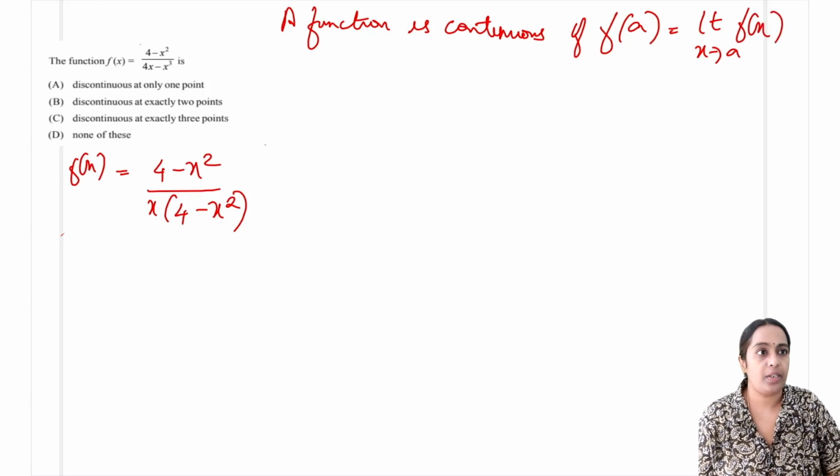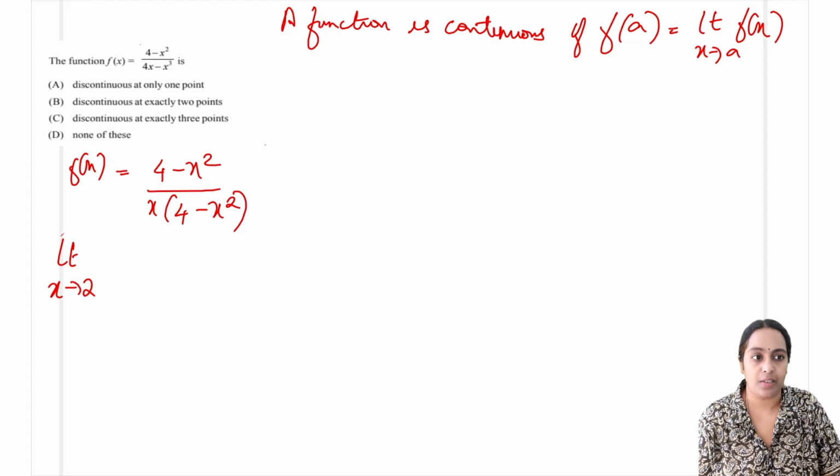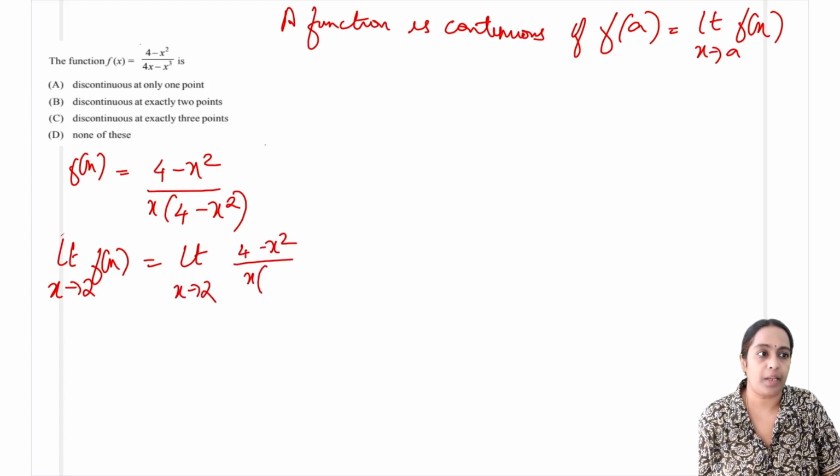Okay, so here when I look into the factors of the denominator, x multiplied with 4 minus x square. So let me take x square minus 4 equals 0. I have x square equals 4, which means x is equal to plus 2 and minus 2. So let me take limit x extending to 2 of f of x. The function is 4 minus x square by x multiplied with 4 minus x square.